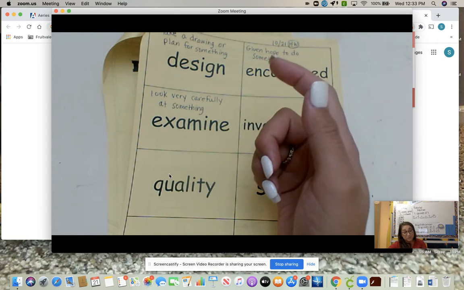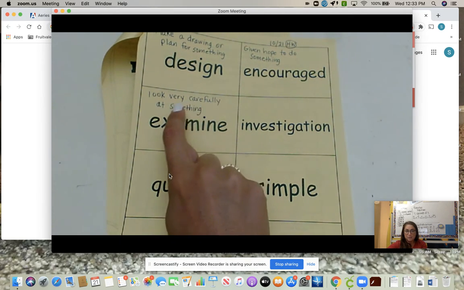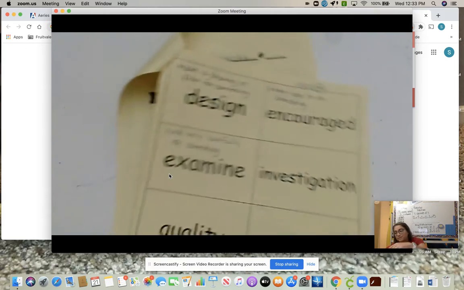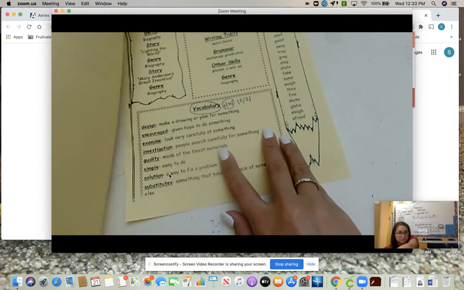You can cut them out if you want. They keep getting lost. So if you want to just keep it together, you can write the definition on the front. And the vocabulary comes from the very first page. The vocabulary on the bottom.